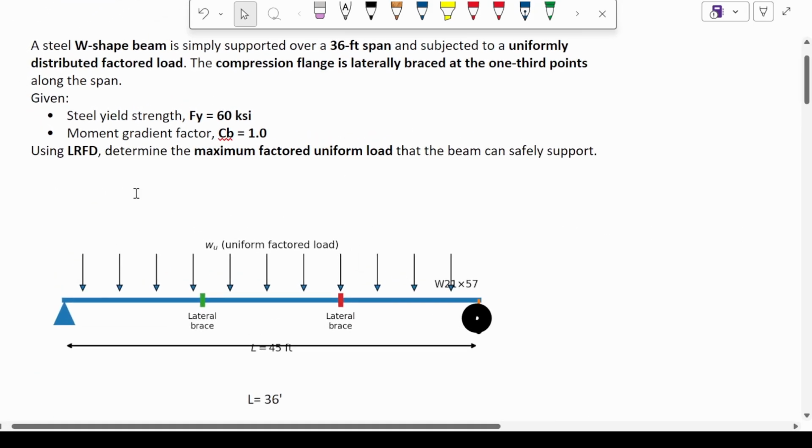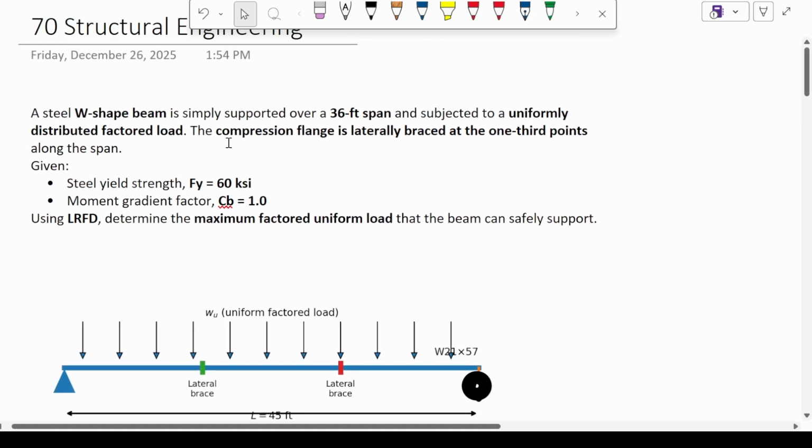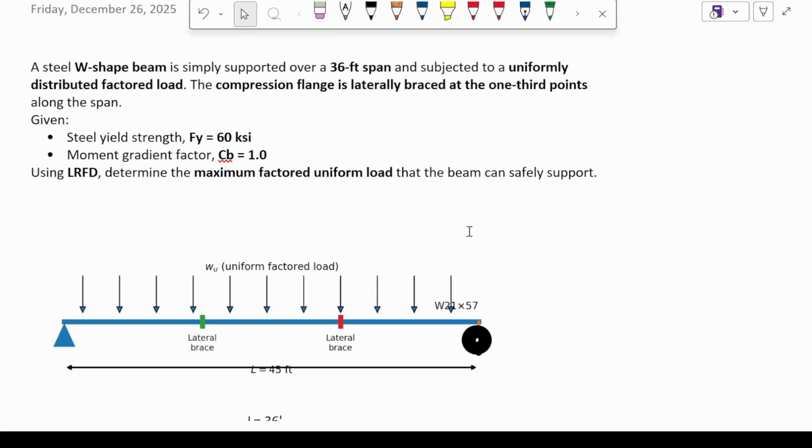A steel W-shaped beam is simply supported over a 36-foot span subjected to a uniformly distributed factored load. The compression flange is laterally braced at 1/3 points along the span. Fy is equal to 60 ksi. Cb is equal to 1. Determine the maximum factored uniform load the beam can safely support.